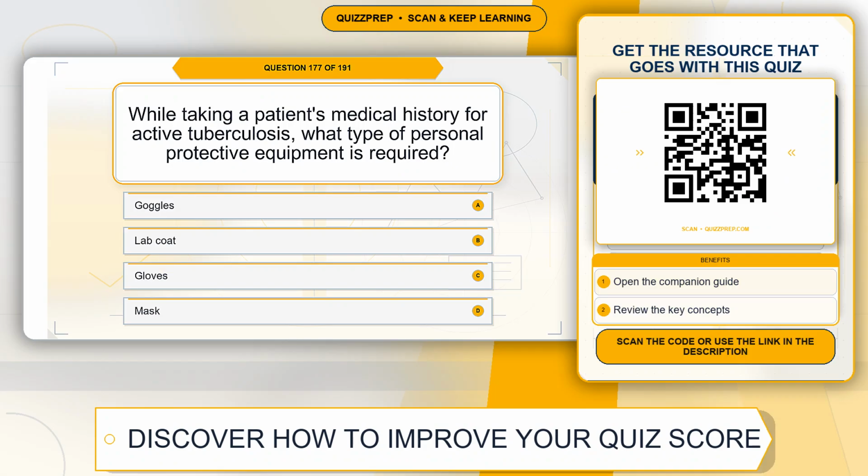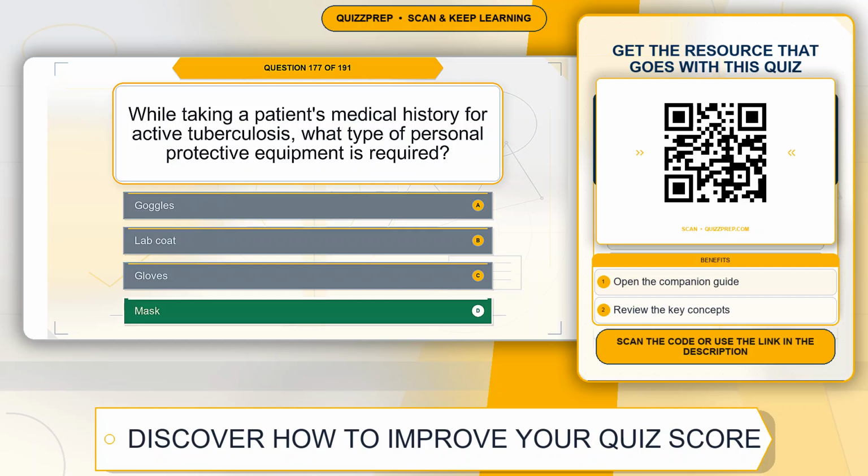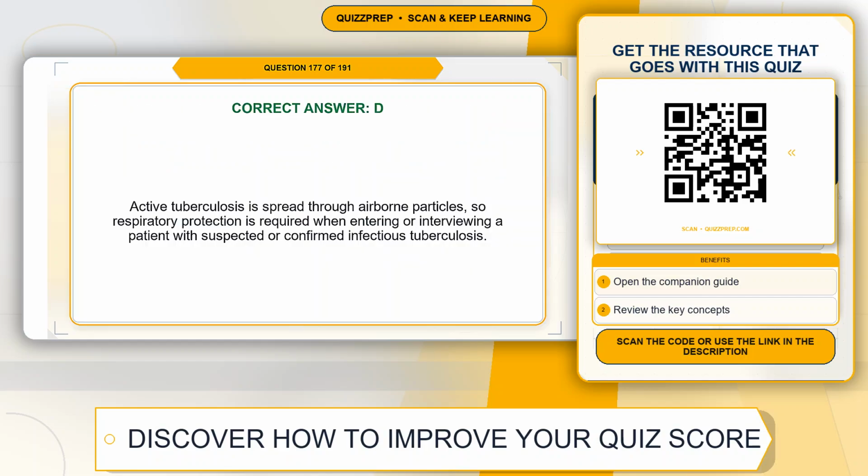Question 177. While taking a patient's medical history for active tuberculosis, what type of personal protective equipment is required? Option A, goggles. Option B, lab coat. Option C, gloves. Option D, mask. The correct answer is option D, mask. Explanation. Active tuberculosis is spread through airborne particles, so respiratory protection is required when entering or interviewing a patient with suspected or confirmed infectious tuberculosis.